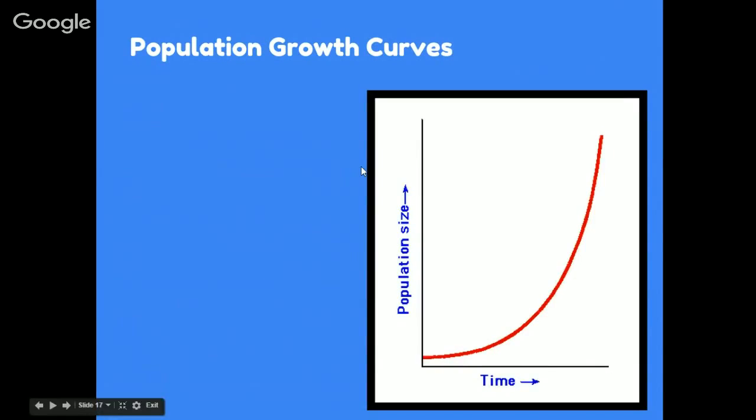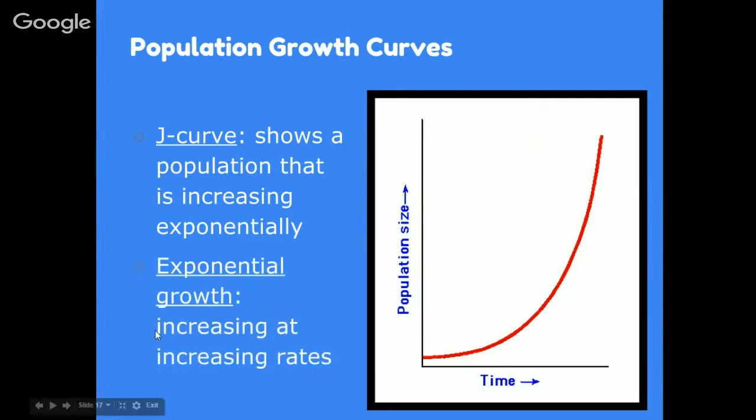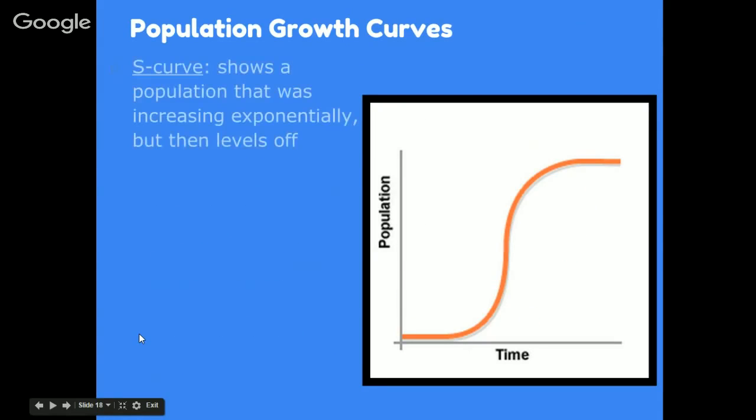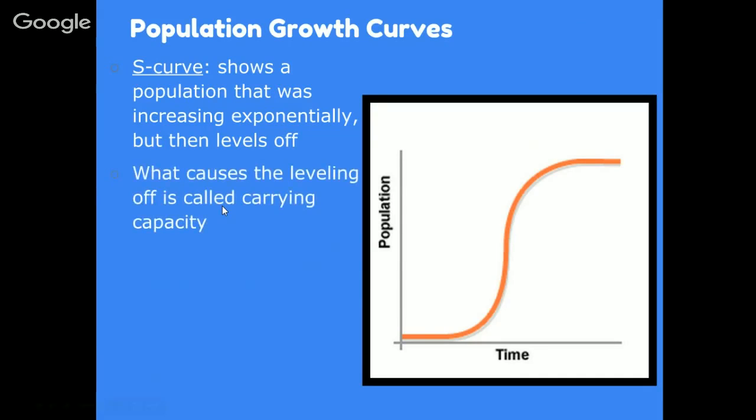Now, we're going to talk about our J curves as well, which shows a population that's increasing exponentially, meaning it continues to go up and up and up to a certain exponent. And we will see it's increasing at increasing rates. Our S curve is going to show a population that was increasing exponentially. You see the first part of this S is actually a J curve, but then it levels off. And what causes the leveling off is called carrying capacity.